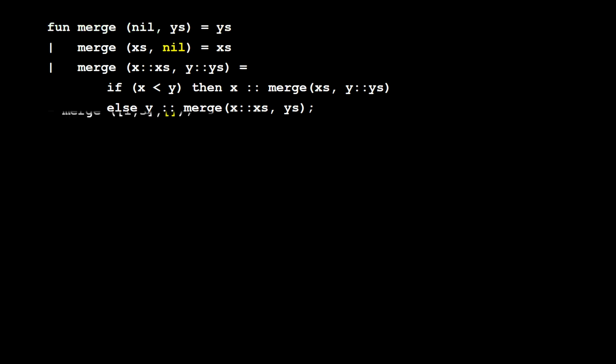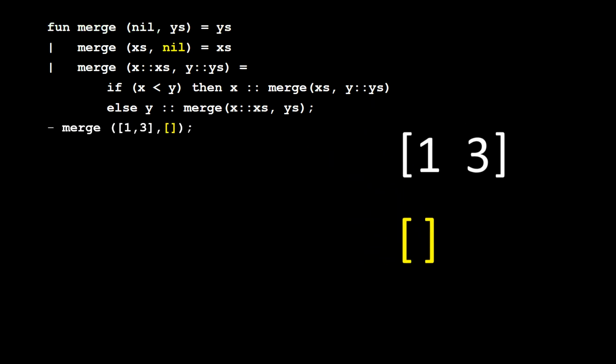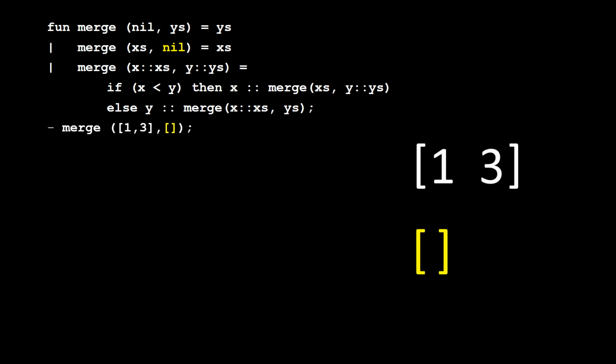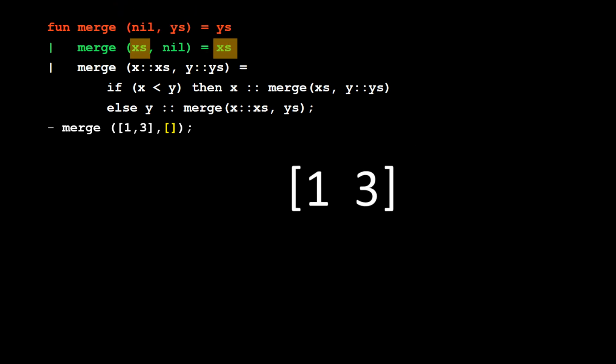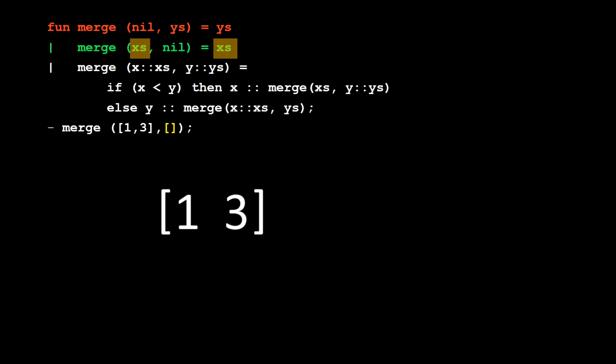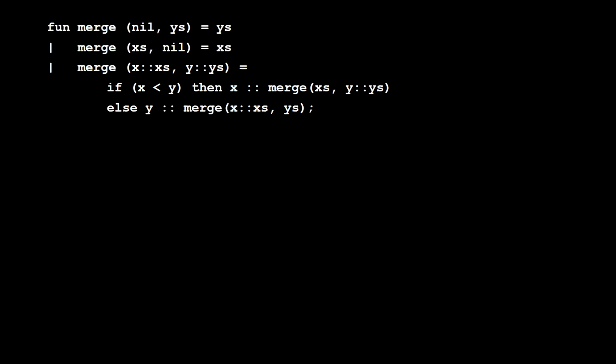Now let's see what happens if the second list is empty. You, try this one. Okay. The first pattern does not match since the first list is not empty. But the second pattern does match. SML runs the code for the second pattern, returning the contents of the first list. Well done. I think we are ready for a more complex example.